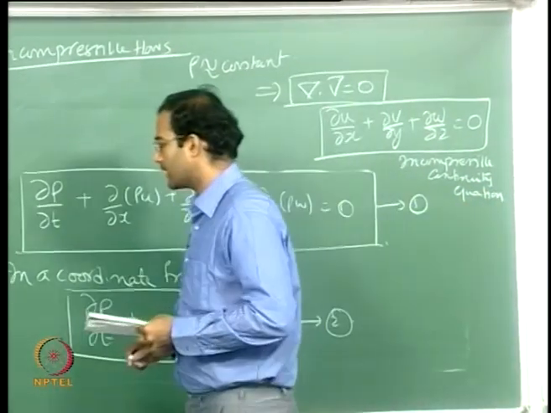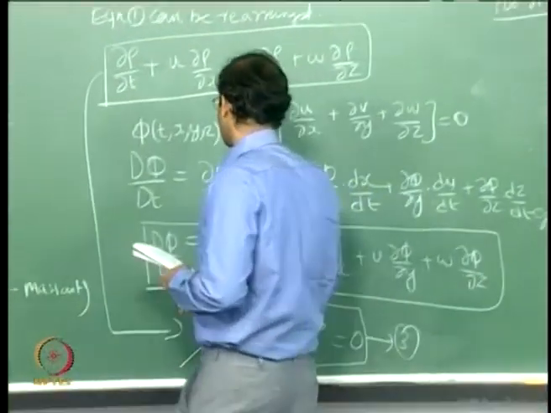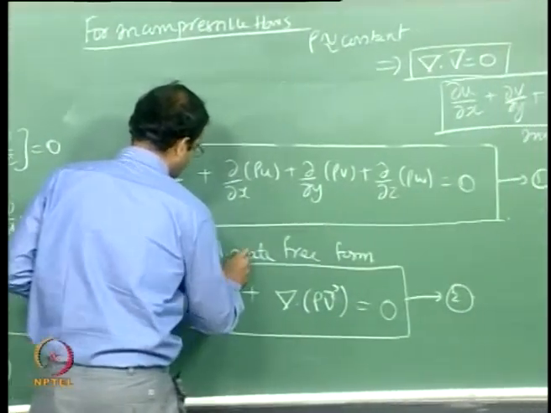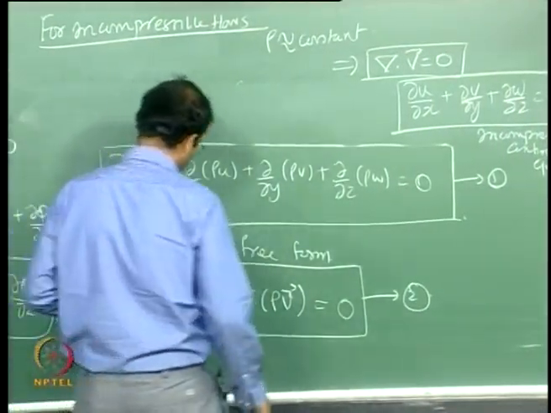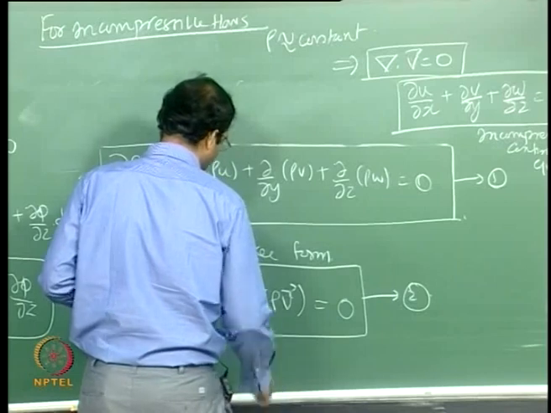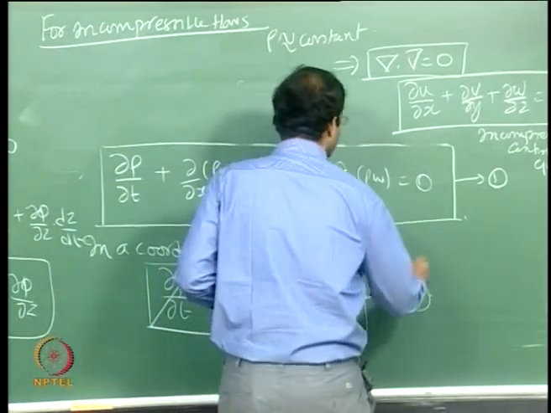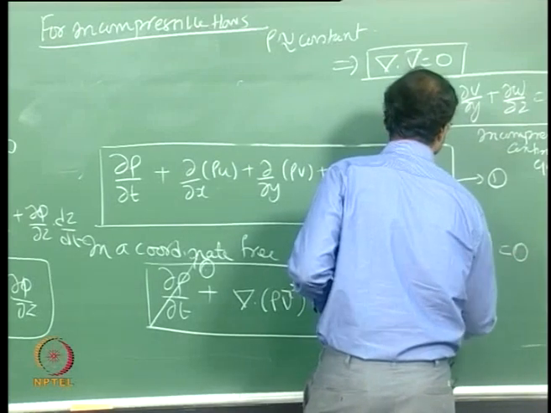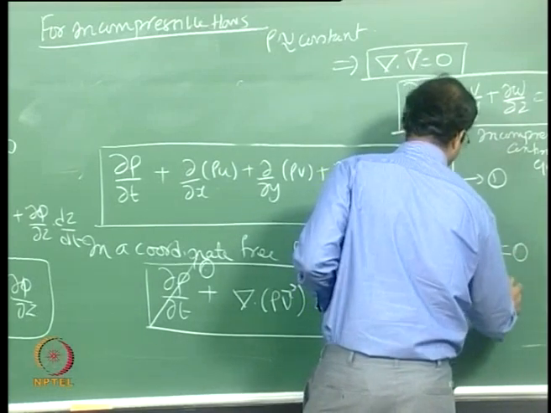If you are looking at the compressible continuity equation but in steady flow, then you neglect the derivative with respect to time, and then del dot rho v equal to 0 becomes your compressible continuity equation.